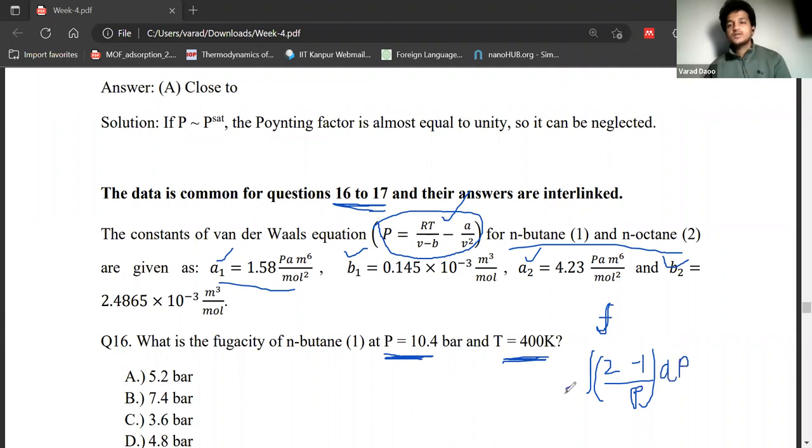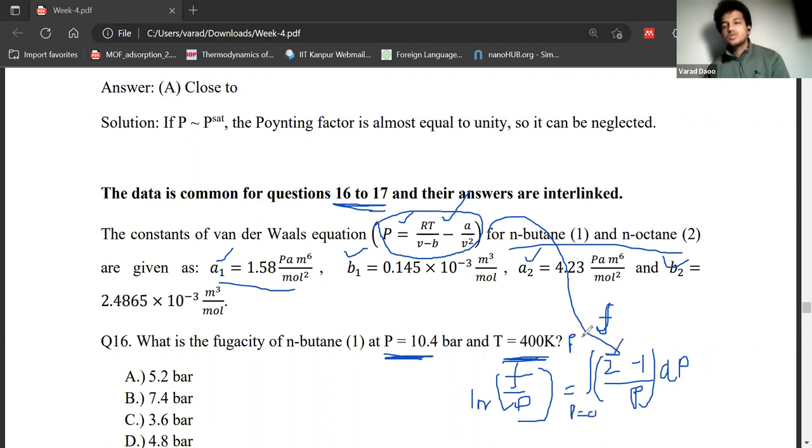dp is equal to ln f by p. So what you can do with this expression, you can find what is the value of z. You can put that value of z in here, and then you can integrate from p equal to 0 to some p equal to p. Once you get that expression, you can just rearrange to calculate the fugacity. So that is the key part. Once you have the expression, all you need to do is substitute the values. This is the difficult part, right?